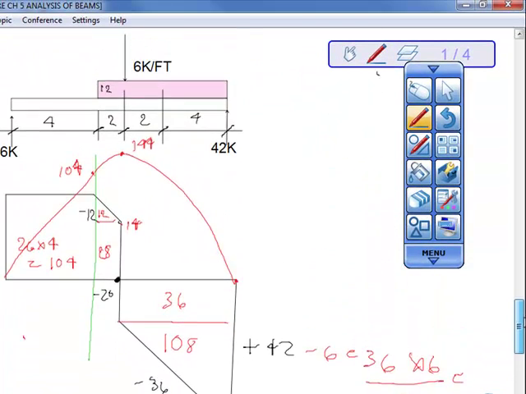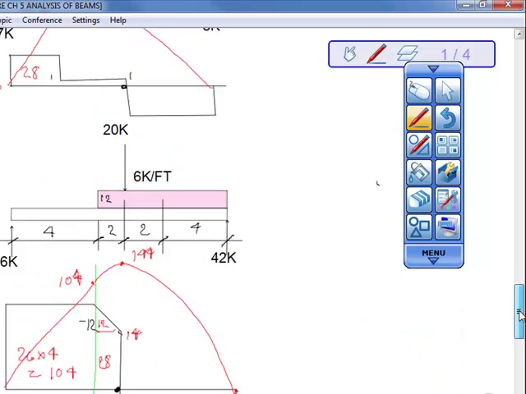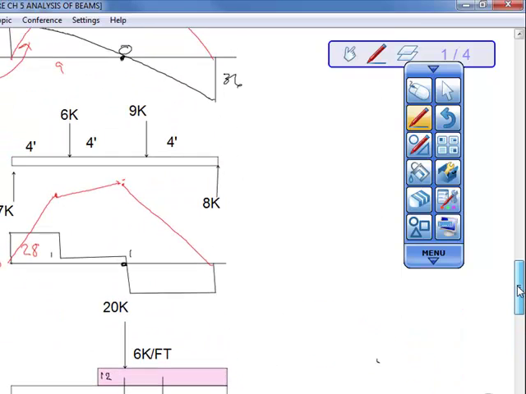So I think this is a little bit simpler than the way the book did it, because you do your shear diagram first, and then you can use the area of the shear to the left or to the right of that to figure out the moment. And if it's a distributed load, it's going to be a curve, and if it's just a point load, then it's going to be a straight line.